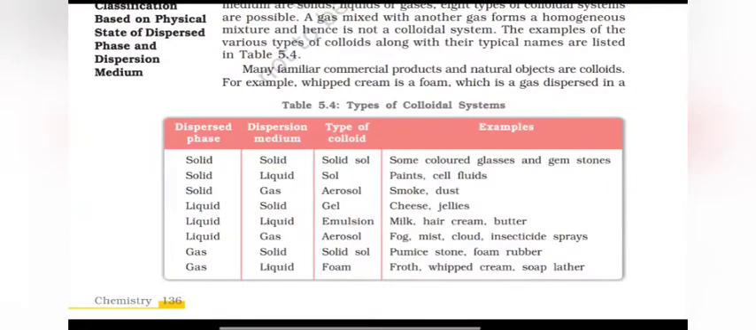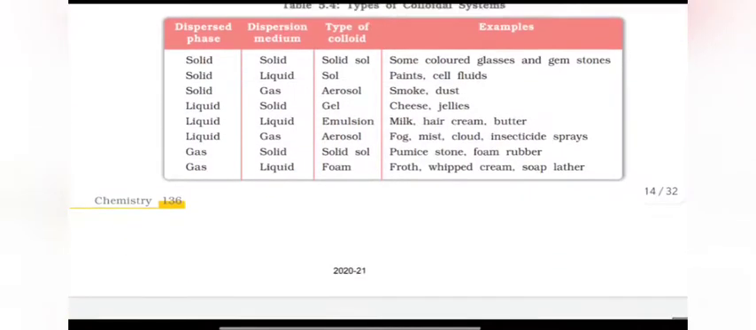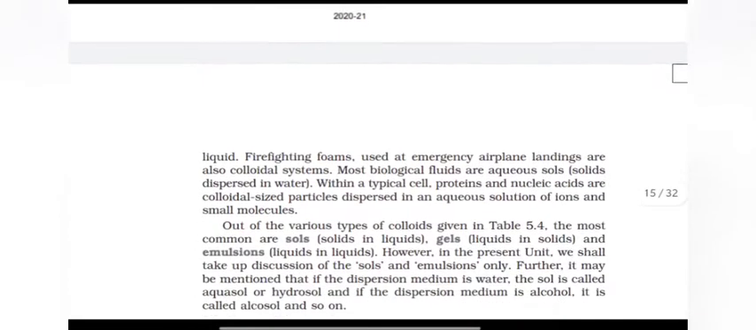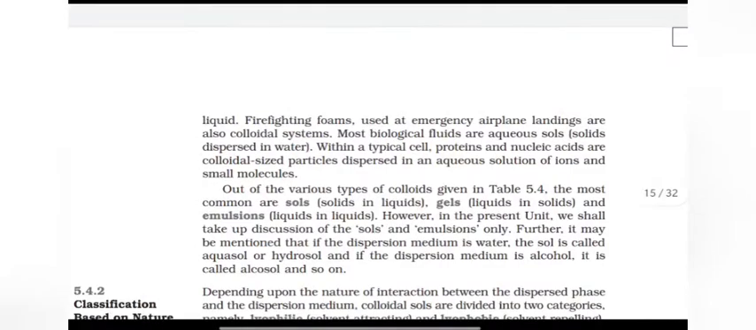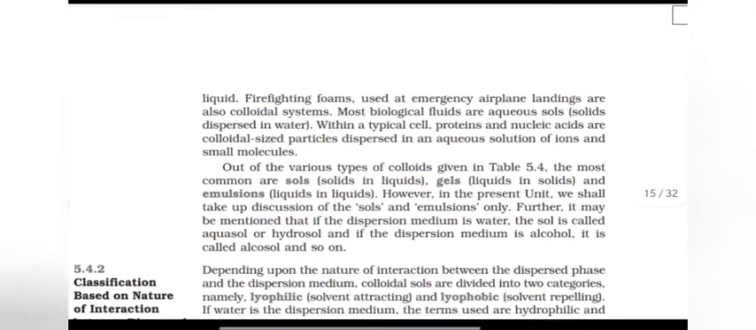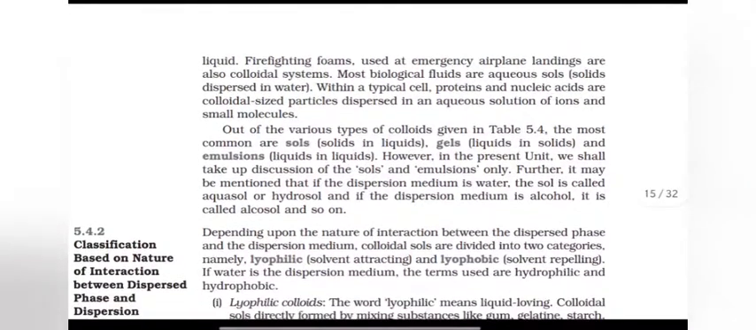For example, whipped cream is a foam, which is a gas dispersed in a liquid. Firefighting foams used at emergency plane landings are also colloidal systems. Most biological systems are aqueous sols, solids dispersed in water. Within a typical cell, protein and nucleic acid are colloidal sized particles dispersed in an aqueous solution of ions and small molecules.